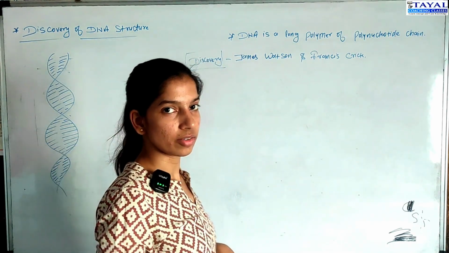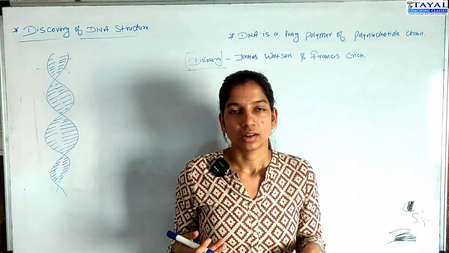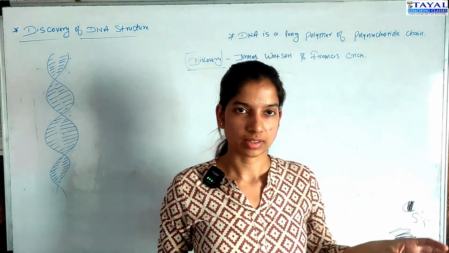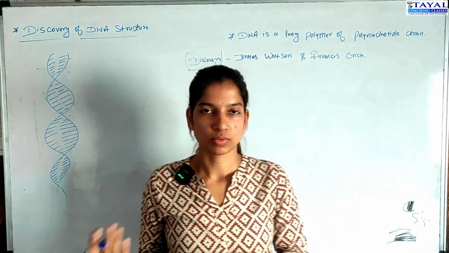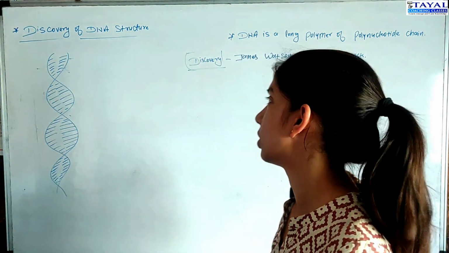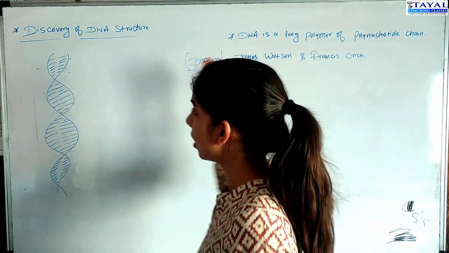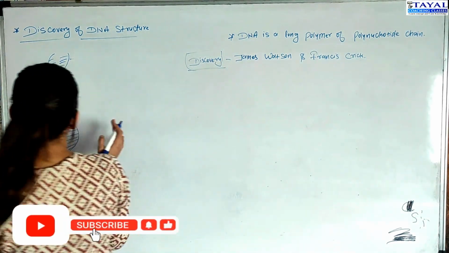But there is very interesting information behind this discovery. How they came to this point was derived from data of the X-ray diffraction pattern experiment conducted by Rosalind Franklin and Maurice Wilkins. That led to the derivation of this double helical structure of DNA by James Watson and Francis Crick. So let's learn about the double helical structure of DNA and what things are there.